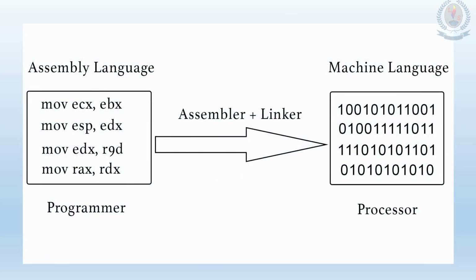If we take assembly language, it contains some commands. Once the computer gets these commands, it cannot understand them, so the assembler will translate these commands into machine language, that means zeros and ones. Then only the machine will execute these programs.